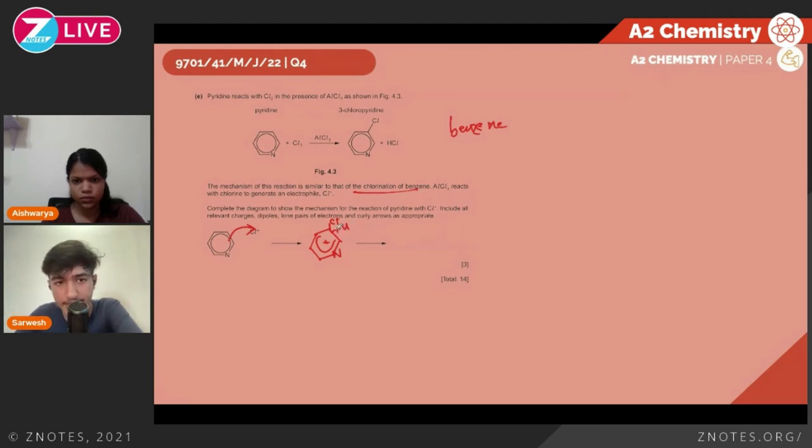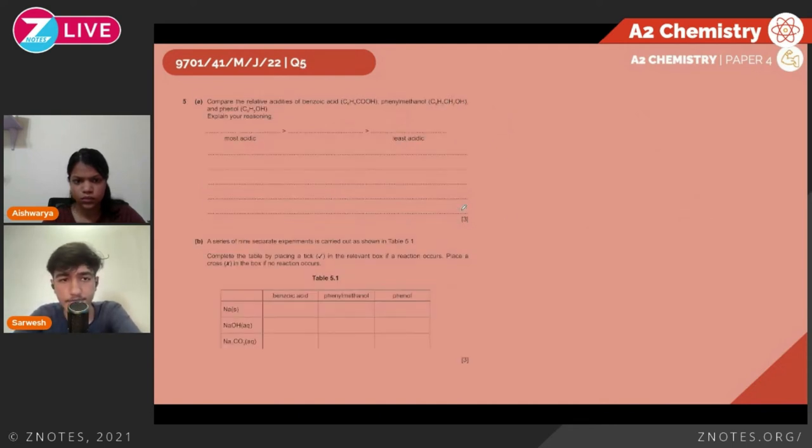Now the hydrogen leaves this molecule, donating its lone pair of electrons, and again bringing the delocalization of electrons. Nitrogen. Okay. 1, 2. And that is pretty much how 3-chloropyridine is formed. And yeah, you've got plus H+ over here.